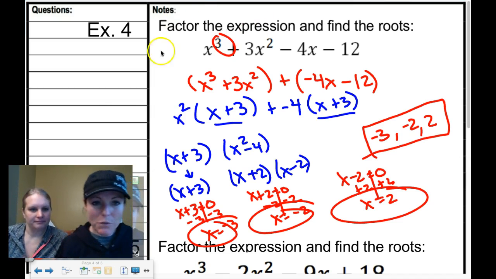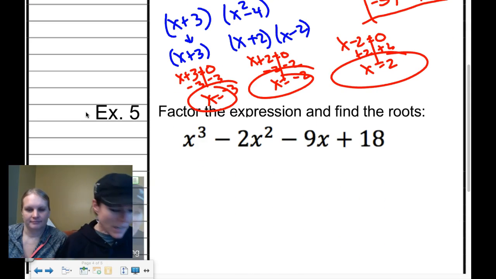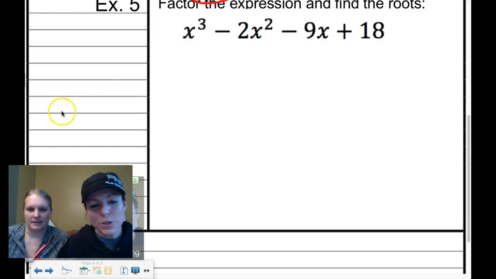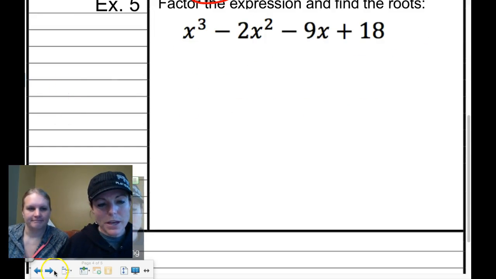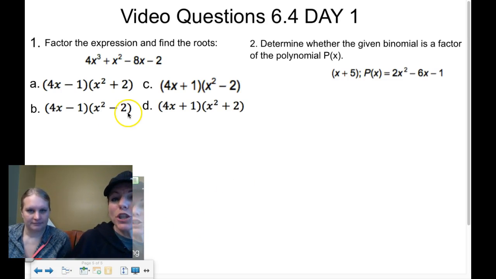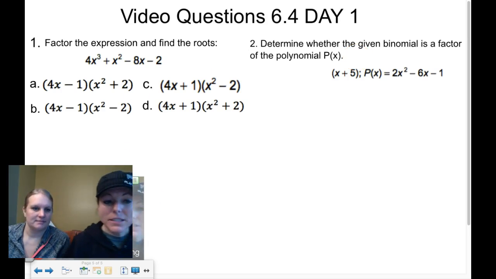Okay, so I'm going to scroll down for Miss Boyd here. And example 5, what do you think? Should we do it in class? Let's do that. I think the students like that when we do that. Look at this. Factor the expression and find the roots. Factor by grouping. And then determine whether the given binomial is a factor. So on this one, you're going to use synthetic division. See you tomorrow.